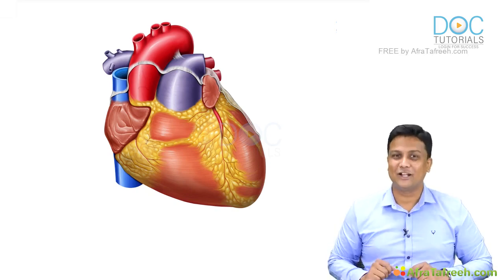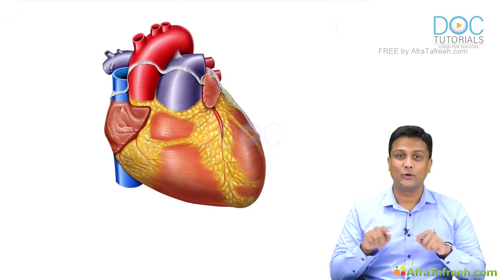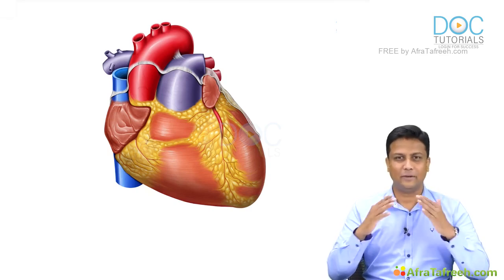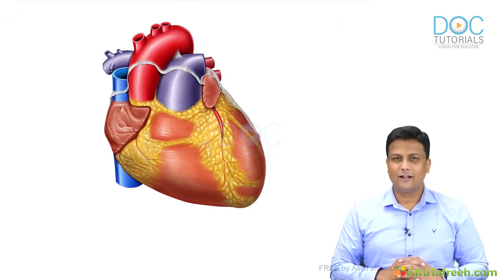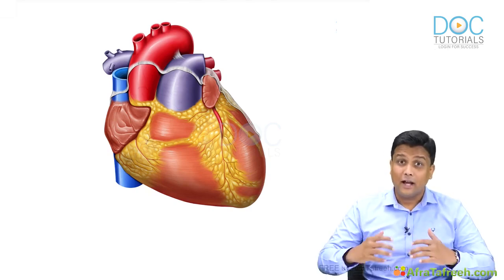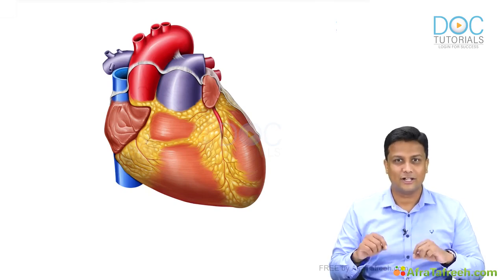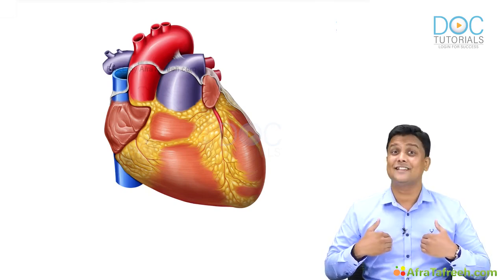Remember, our heart is actually cone shaped. Whenever you have a cone, there will be a base, the apex, and two sides. Okay, sir, very understood. It is cone shaped, but how is it present exactly inside our body?